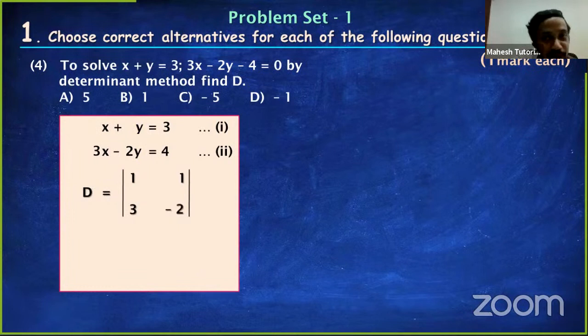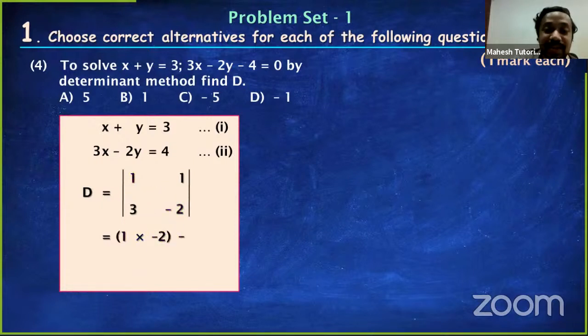How do we find the value of the determinant? Diagonally, starting from the first number. So which is the first number in this determinant? 1. तो उसके साथ diagonally दूसरा number कौन सा है? Minus 2. Both these numbers will get what? Multiplied. So it will be 1 into minus 2. Minus, which are the numbers on the other diagonal? 1 and 3. What will these numbers get? Multiplied. All right. So 1 into 3.